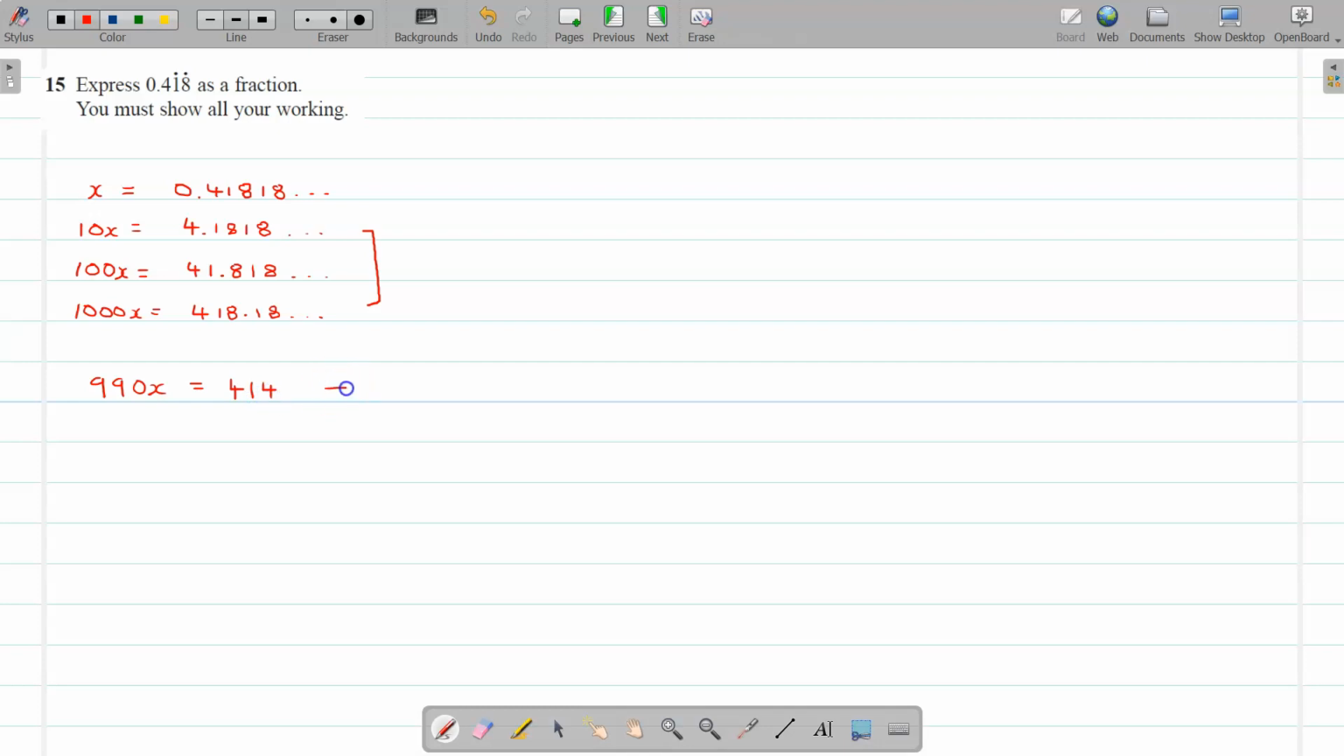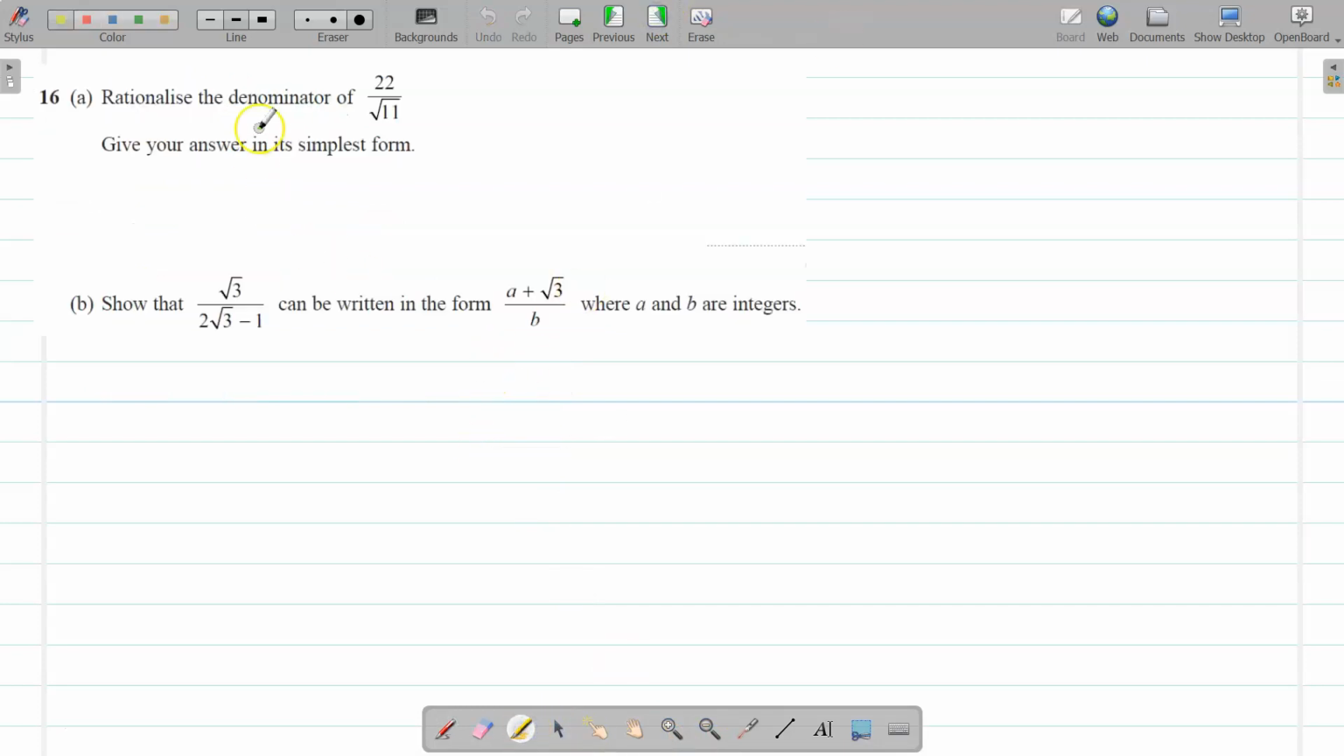And if that's true, then x must be the fraction 414 over 990. Okay, it doesn't ask for it in simplest form, it just says express it as a fraction. Well, we've just done it, so that's it.